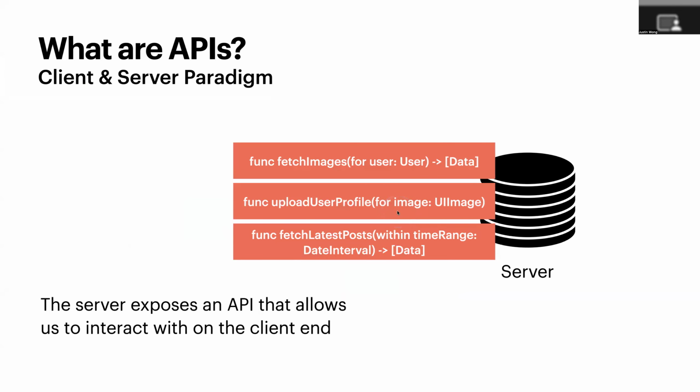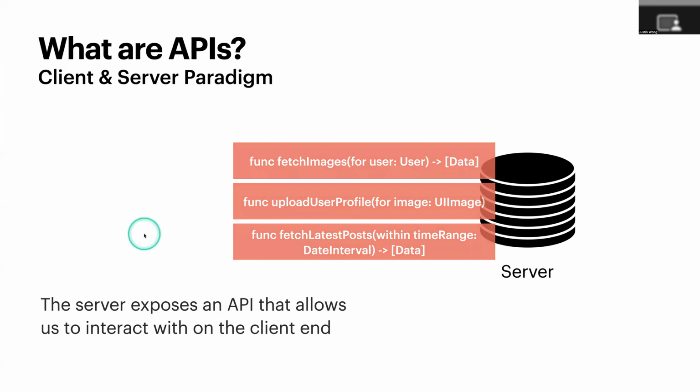Now on the server, it probably exposes some functions for the app to call, right? For example, you give it the user, it fetches all the images for that user. If the user updates their profile image, you give it the new image, and the server updates it on its end. Maybe you want to fetch the latest posts within a certain time frame, and we get the data back. So the server exposes this API, right? All these different functions and abilities that allow us to interact with the server on the client end.